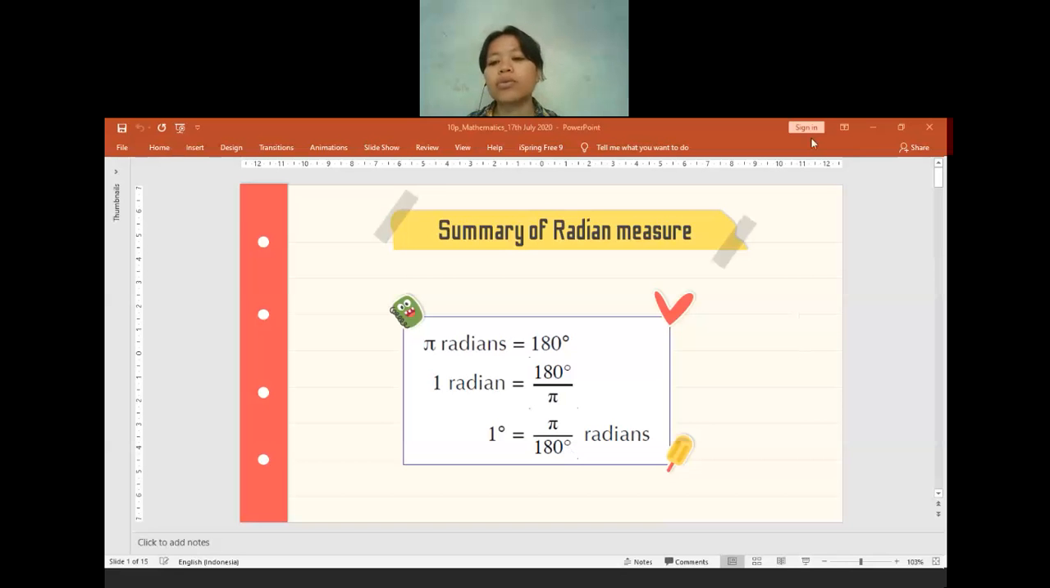Is there anyone who's still confused with changing the radian into degree or degree into radian? Is there anyone who gets confused? Yes? What did teacher say before about radian and degree? Okay, I did not hear, okay.